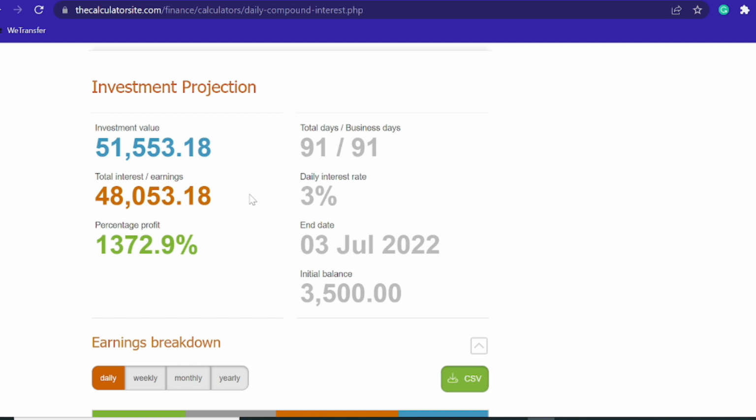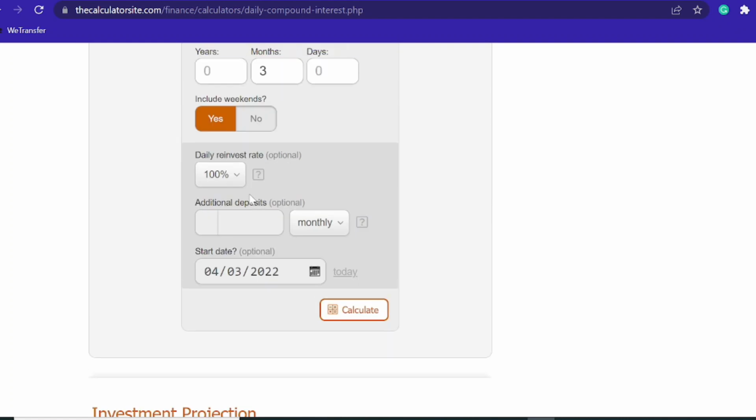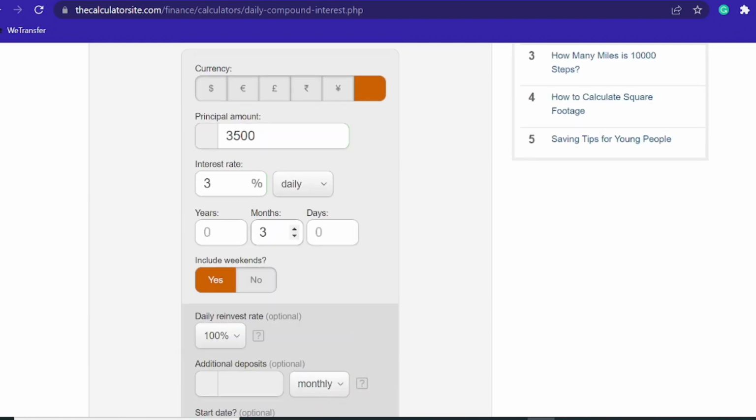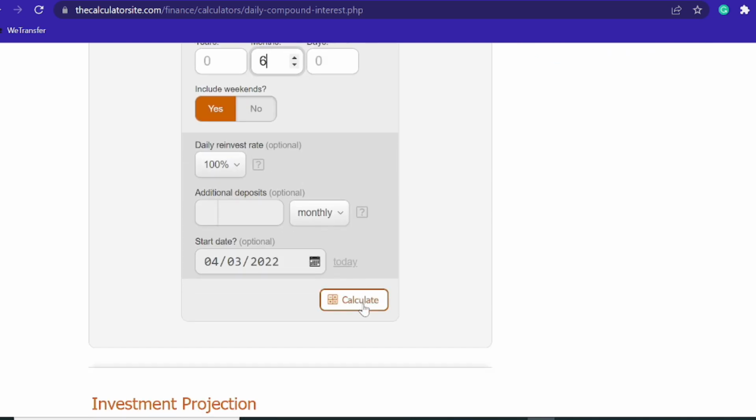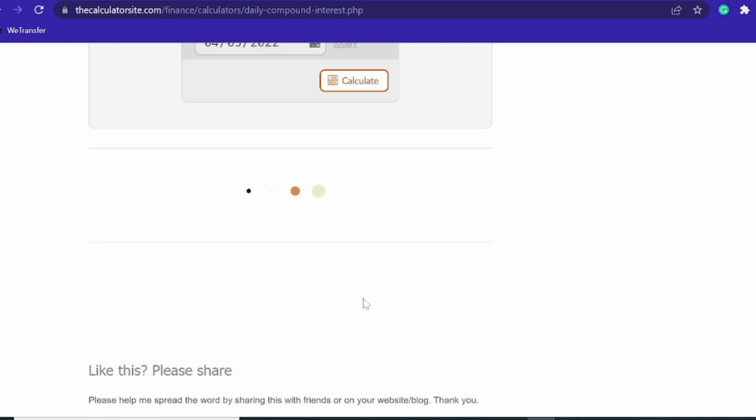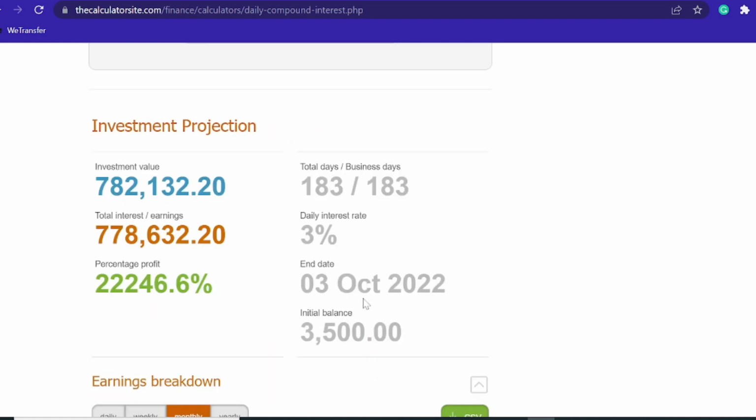All right, now this is 3 months. Let's take a look at 6 months. What is this 3,500 going to give to us in 6 months? Let's take a look at it. So all we need to do right now is just change this 3 to 6. The principal remains the same. Percentage remains the same. Include weekends. Every other thing remains the same. And then we come back to this place and we say calculate. Let's see what it brings out.